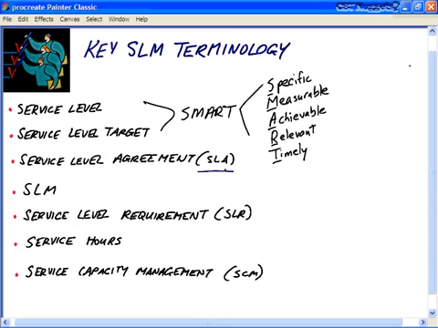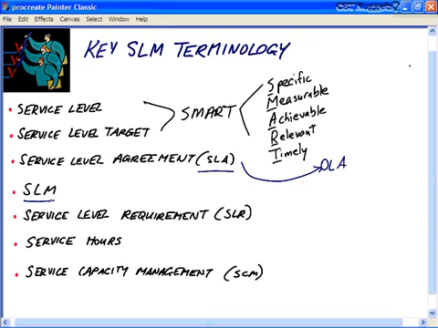Keep in mind, a single SLA could cover a bunch of IT services, or it could even cover multiple customers with a blanket agreement. An SLA can also be referred to as an operational level agreement, OLA.